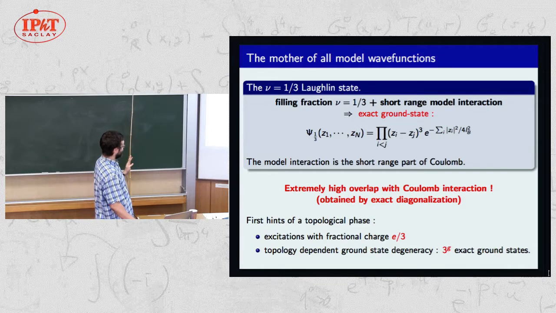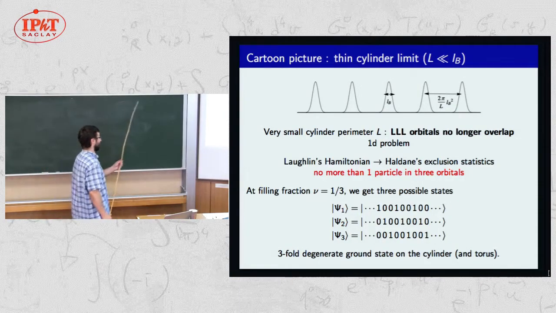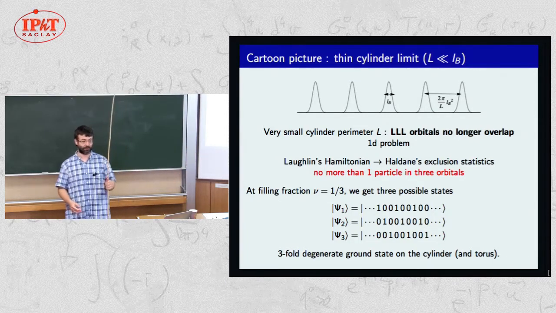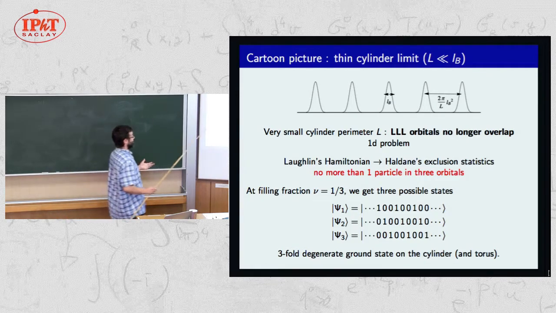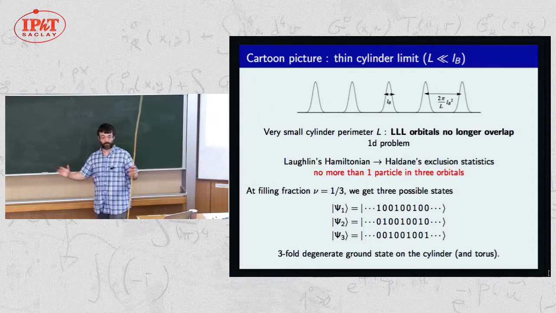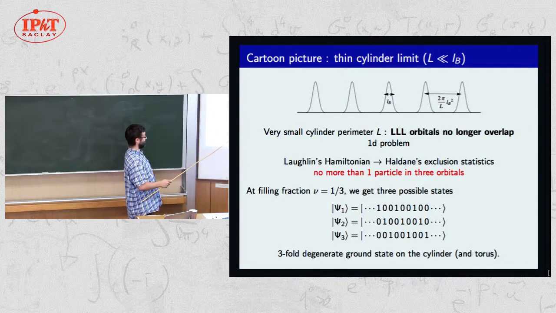One way to get some intuition about the Laughlin state is through the so-called thin cylinder limit. I told you that when you're on the cylinder it should be fat, or you're not in the right regime. But it turns out if you actually make it very thin, there's no physical reason why things should hold correctly, but they kind of do. If you make your cylinder very thin, then the orbitals don't overlap anymore. They're well separated. And if you now look at the Hamiltonian in that limit, it becomes something very simple called Haldane's exclusion statistics. You will have a zero energy state as long as in 3 consecutive orbitals, there's at most 1 fermion.